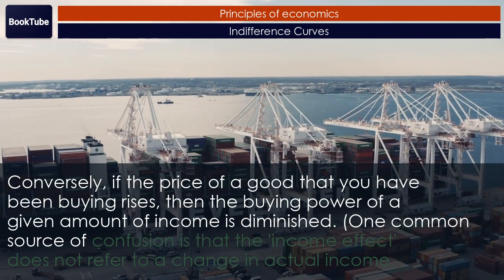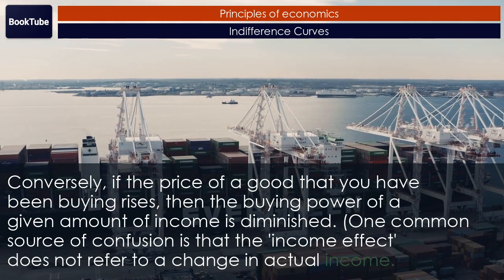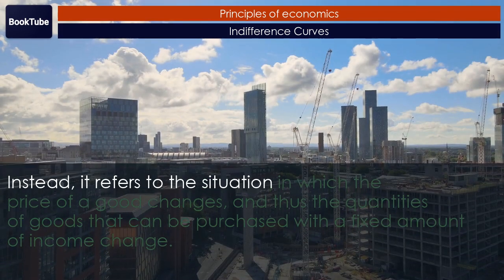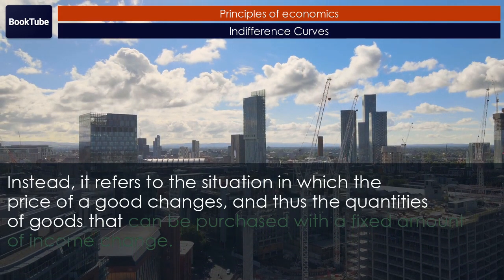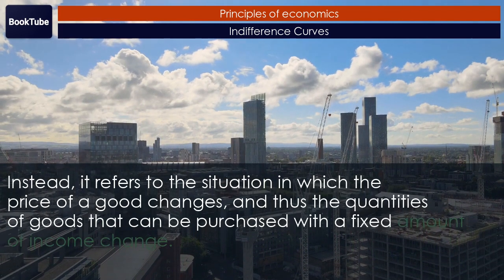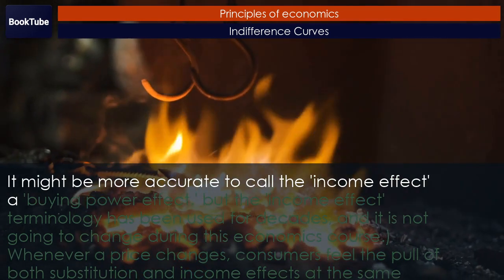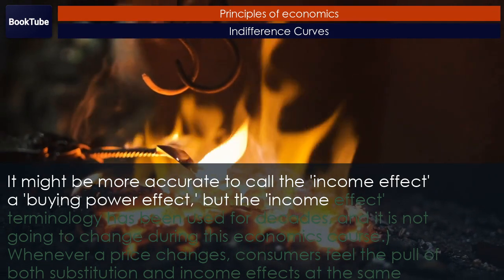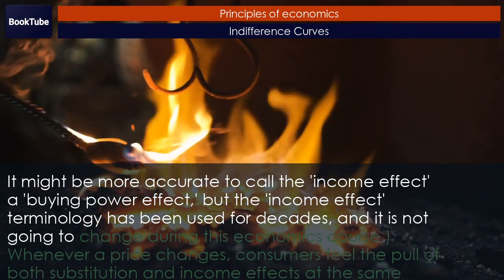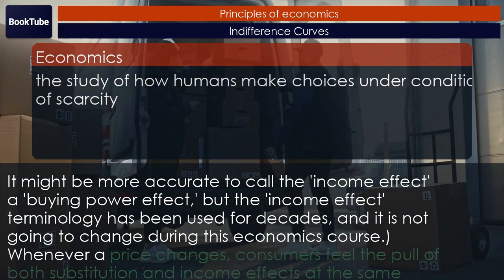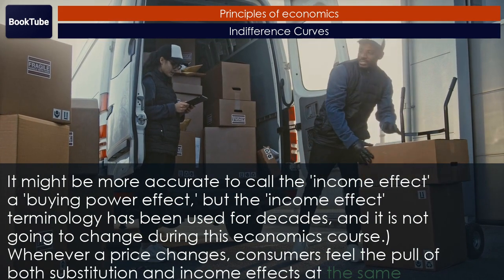One common source of confusion is that the income effect does not refer to a change in actual income. Instead, it refers to the situation in which the price of a good changes, and thus the quantities of goods that can be purchased with a fixed amount of income change. It might be more accurate to call the income effect a buying power effect, but the income effect terminology has been used for decades, and it is not going to change during this economics course. Whenever a price changes, consumers feel the pull of both substitution and income effects at the same time.